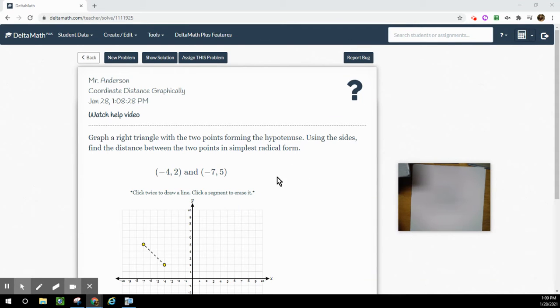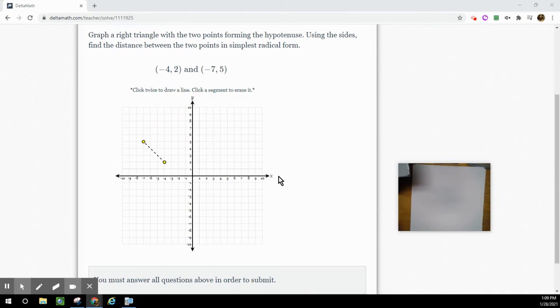Graph a right triangle with the 2 points forming the hypotenuse. Using the sides, find the distance between the points in simplest radical form. -4, 2 and -7, 5. Click twice to draw a line. Click a segment to erase it.